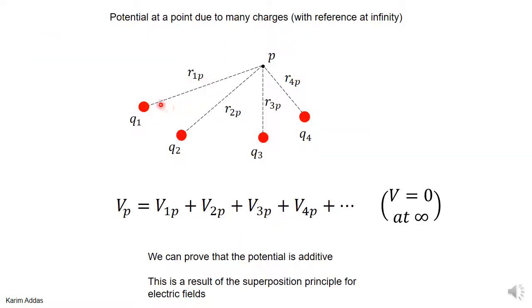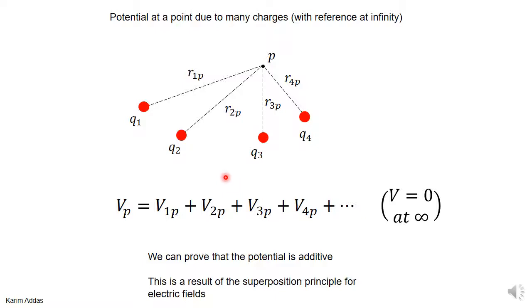So how would you get the potential when you have many charges? Here in this case, you have charges Q1, Q2, Q3, Q4. You could have many more charges. The distance between charge Q1 and point P where you want to find the potential is R1P. The distance between charge 2 and point P is R2P, and so on.